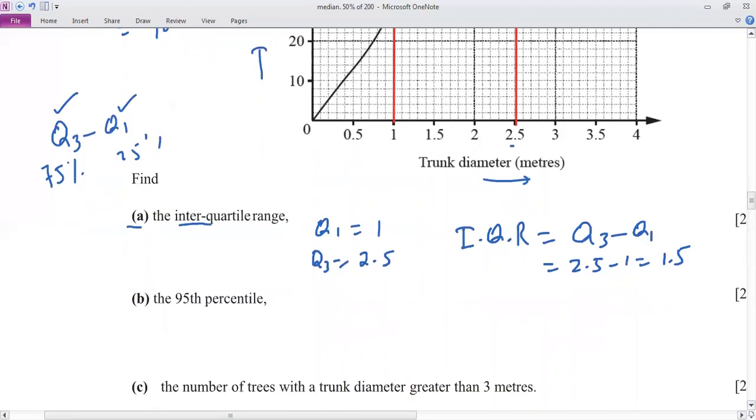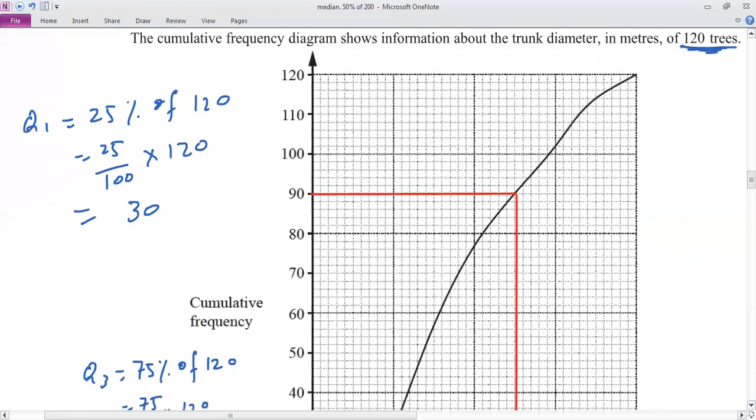And the next is the 95th percentile. The 95th percentile means 95%. So 95% of the total cumulative. First take the cumulative. 95 over 100 times 120. What will it be? 114. So whenever you take it like this, it will give you cumulative because we are taking the total of cumulative. So from cumulative, draw the line and come to this side. Let's see 114. Where is 114?